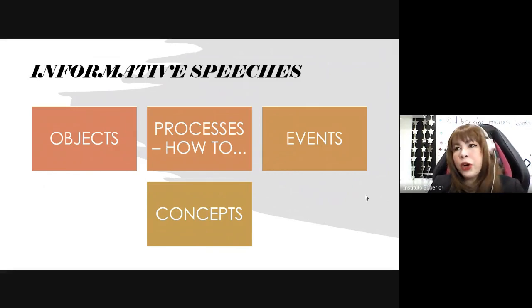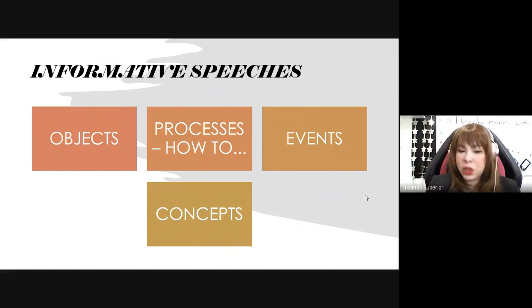Also, there is another type of informative speech that is the process speech. So in here, you inform your audience about how to do something. This is also called a how-to speech. This is very common when you explain a recipe, how to cook pancakes, for example, or how to fix a car. So you explain the step by step, the different process you follow to solve or fix something.